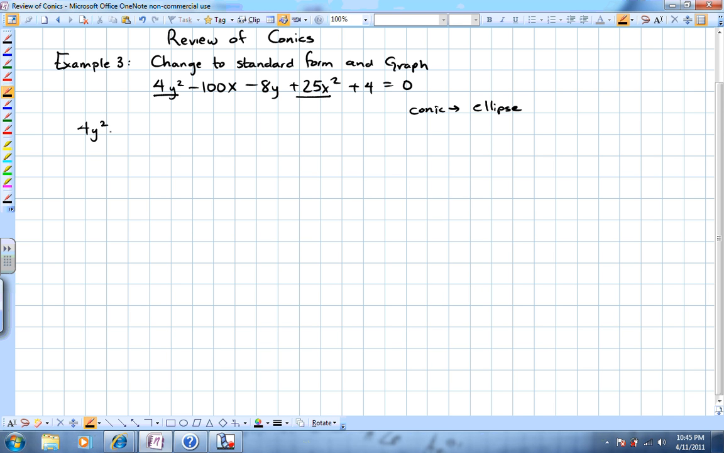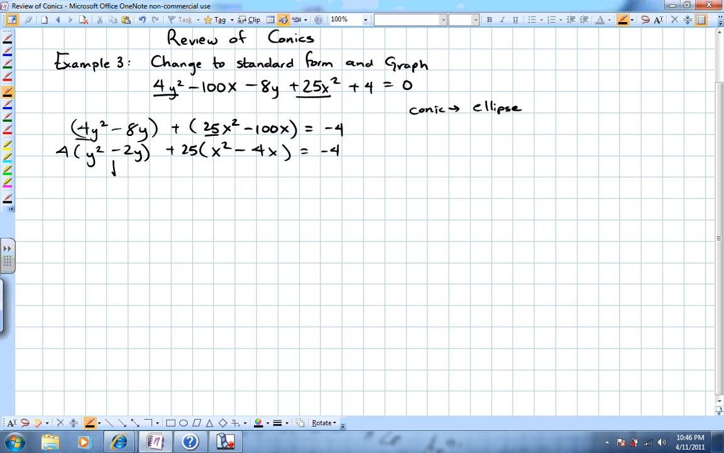So I have 4y squared minus 8y plus 25x squared minus 100x. Move the constant 4 over to the other side as negative 4. Again, factor out the coefficients. 4 times (y squared minus 2y) plus 25 times (x squared minus 4x).